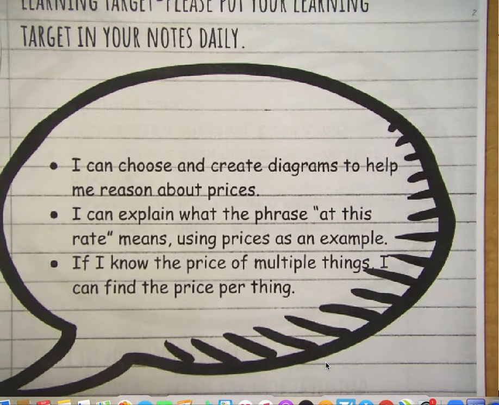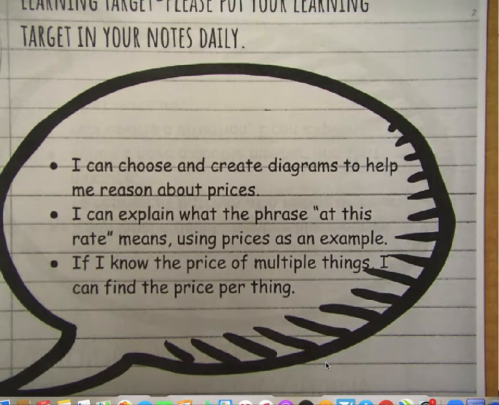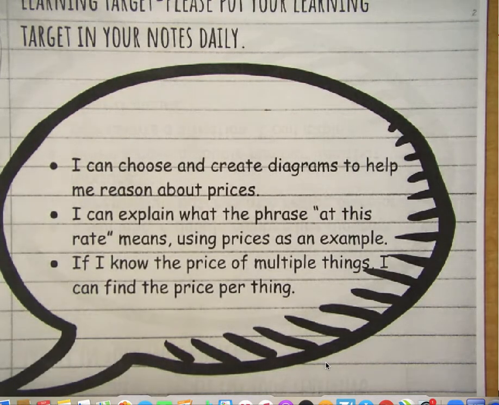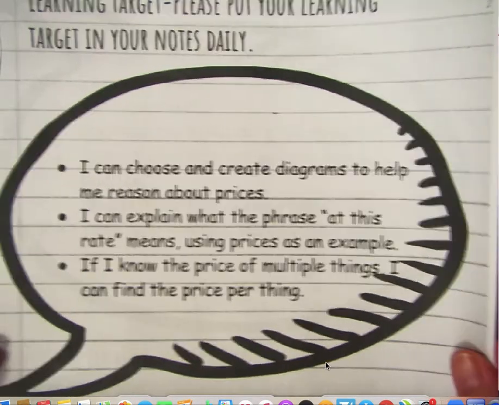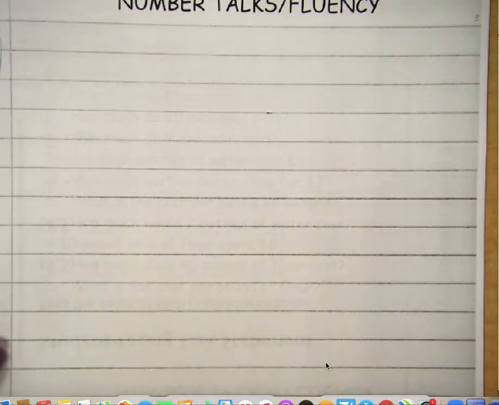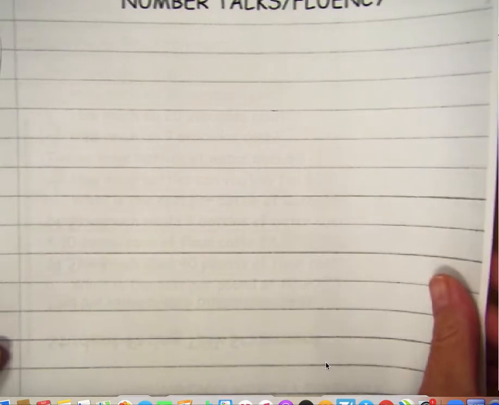I can choose and create diagrams to help me reason about prices. I can explain what the phrase "at this rate" means using price as an example. And if I know the price of multiple things, I can find the price per thing. Okay? All right, and we're going to skip over our number talk today.